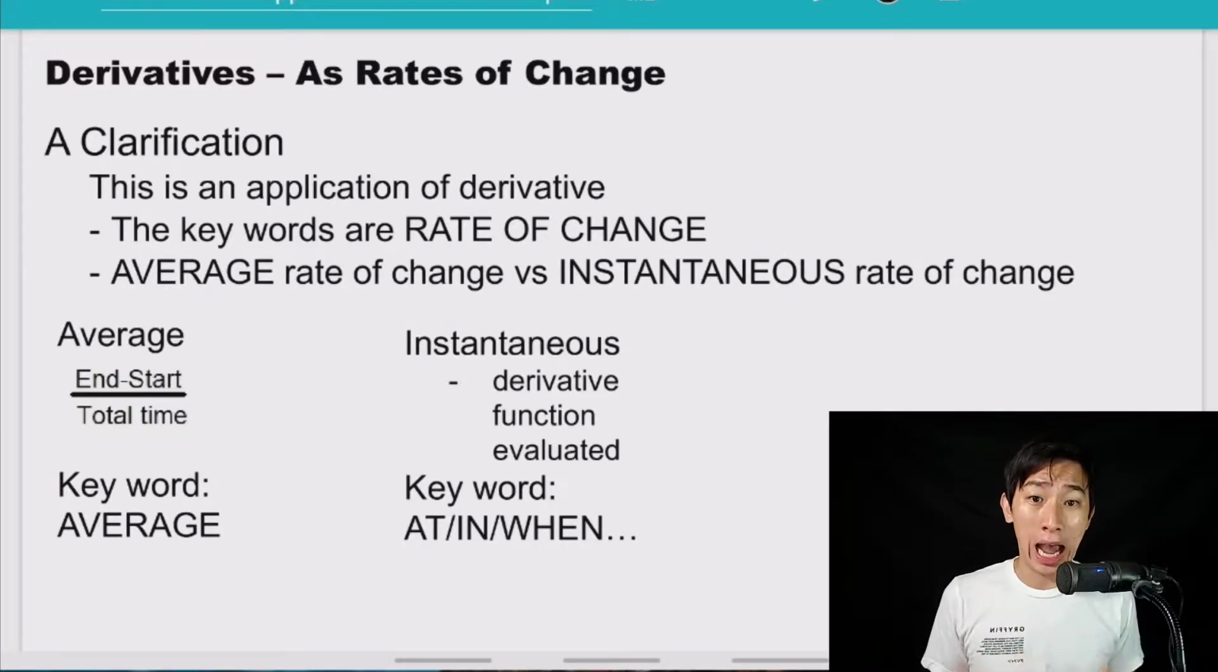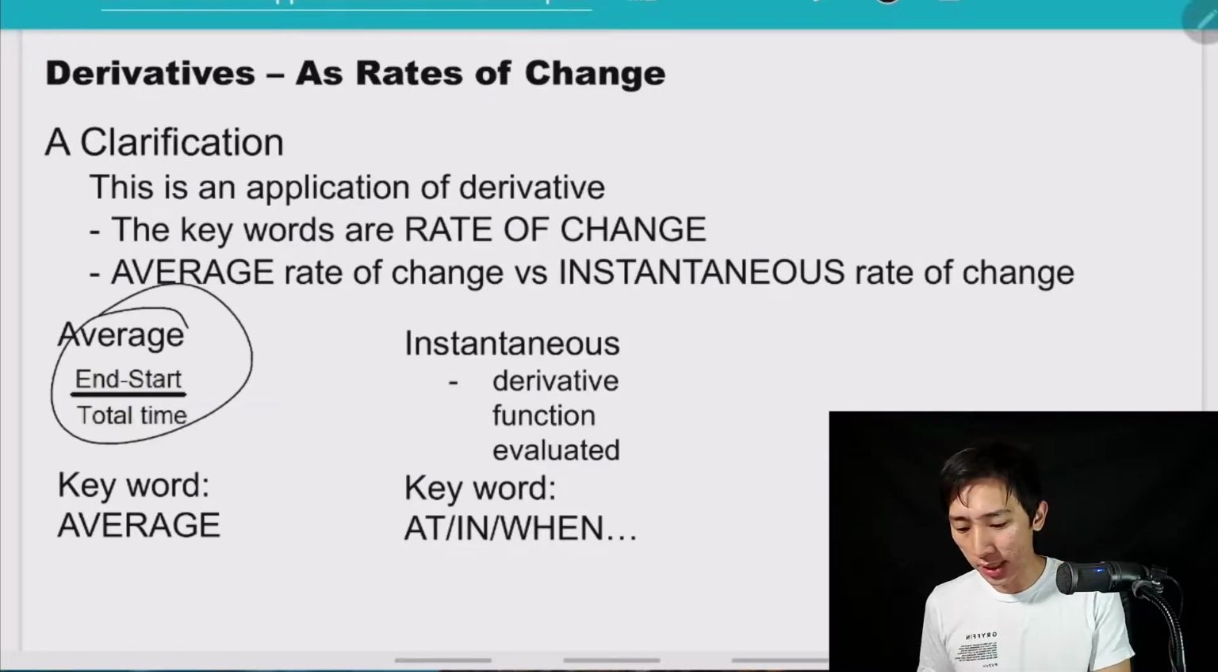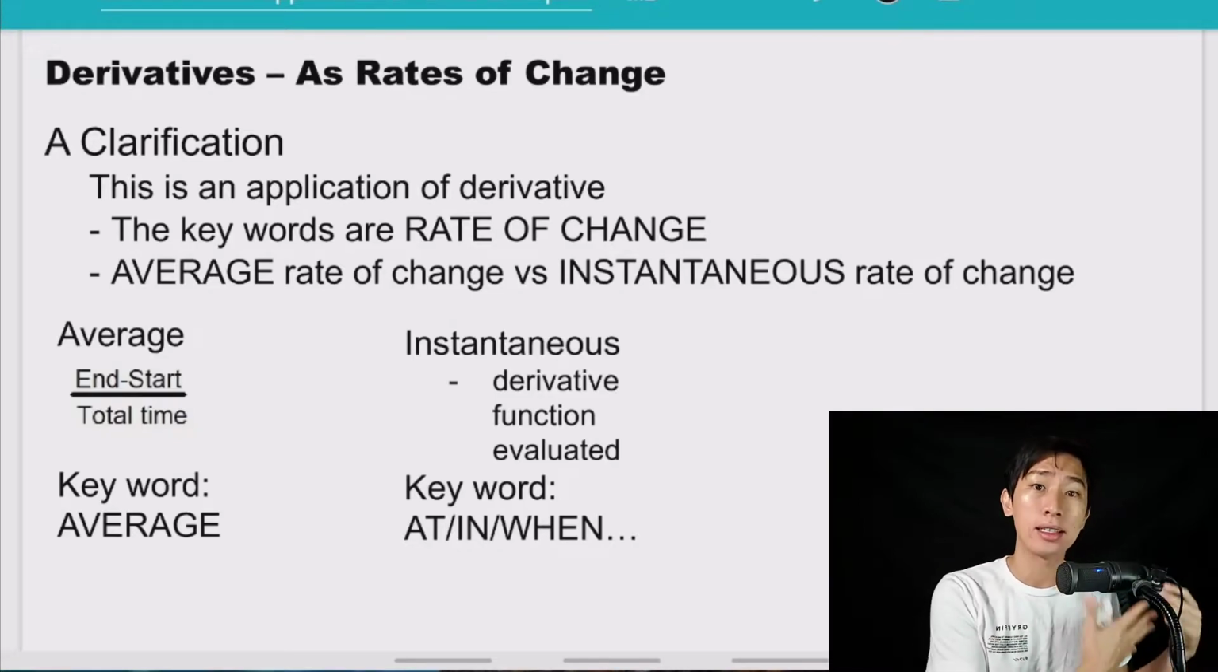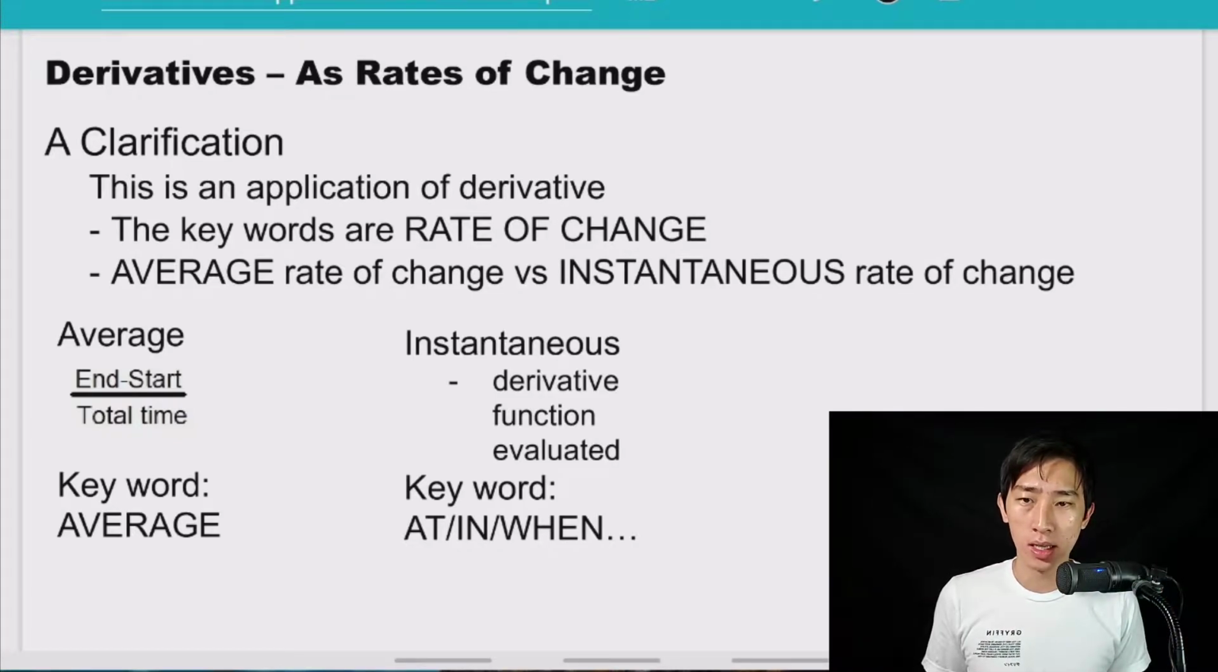Now, if it says average rate of change, it's going to tell you average. So the only time you use this is if it says specifically, what is the average rate of change. When you're doing functions and taking derivatives, that's instantaneous rate of change, but it'll just say, what is the rate of change at this given time. So one of the key words is average. If it does not say average, you're assuming you're taking the derivative.